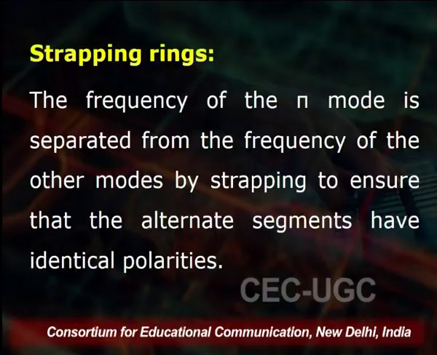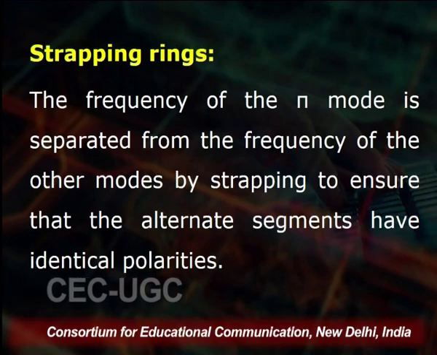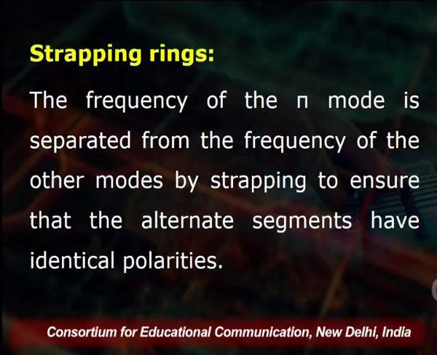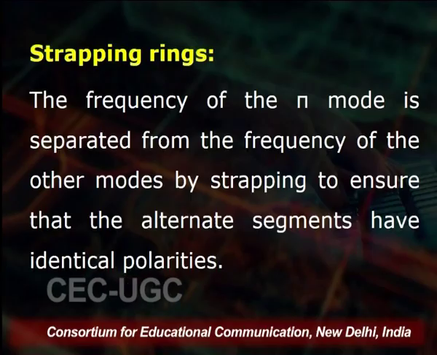So two constructive measures are possible for this. Number 1, strapping rings. The frequency of the pi mode is separated from the frequency of the other modes by strapping, to ensure that the alternate segments have identical polarities. If we have a 12 cavity magnetron, and we change the frequency of the pi mode to be separated from the frequency of the other modes by strapping, to ensure the alternating segments have identical polarities.